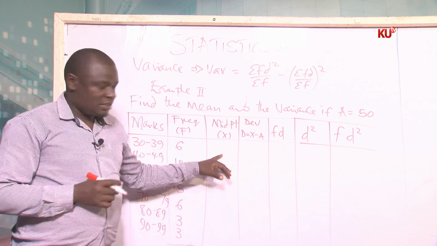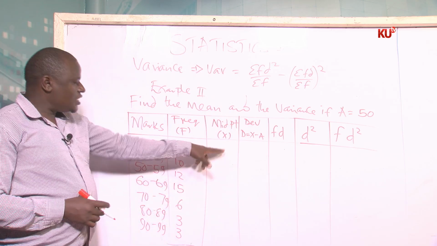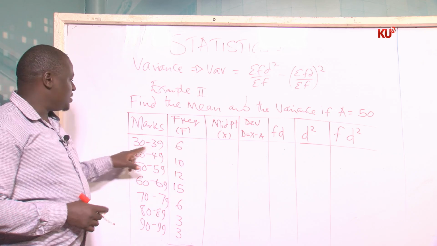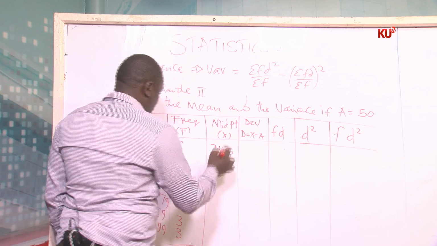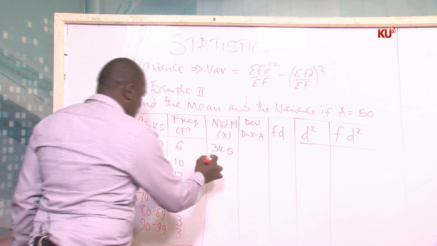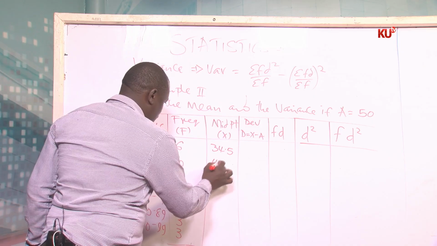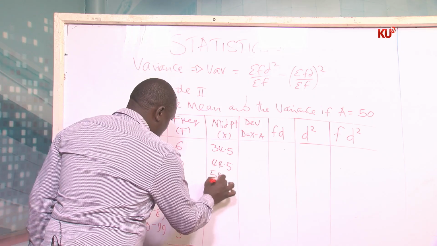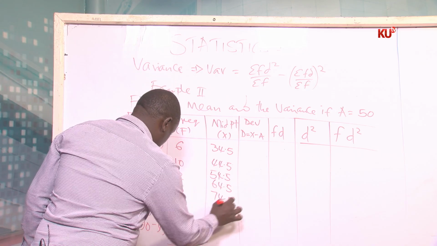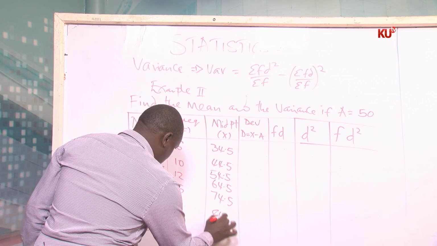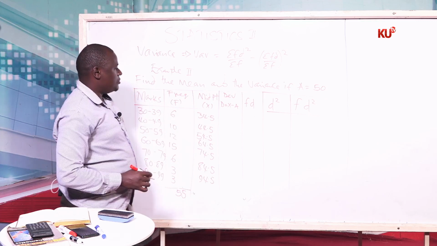So we may just write them down very fast because we already know what to do. We have said to get midpoint x, you are taking 30 plus 39 divided by 2. We already got 34.5. We can see that nicely displayed: 34.5, 44.5, 54.5, 64.5, 74.5, 84.5, and 94.5. Those are our midpoints.